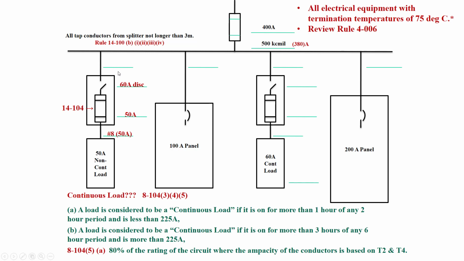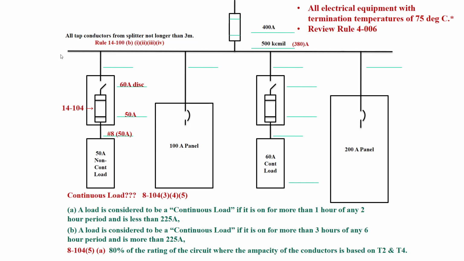Now it's time to look at this tap conductor. In order to look at this tap conductor, let's go ahead and read rule 14-100B all the way through. So it says all tap conductors from the splitter are not longer than 3 meters. And why is that important? Well, there are 2 rules here for these tap conductors. One is for conductors not longer than 3 meters, which is rule B here in 14-100. And then there's rule C, where they're not longer than 7.5 meters. After 7.5, you basically have to run the full size of feeder conductor all the way there. There are no more rules permitting. That's as long as you can go.